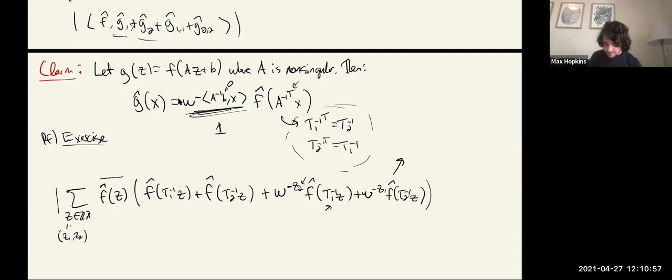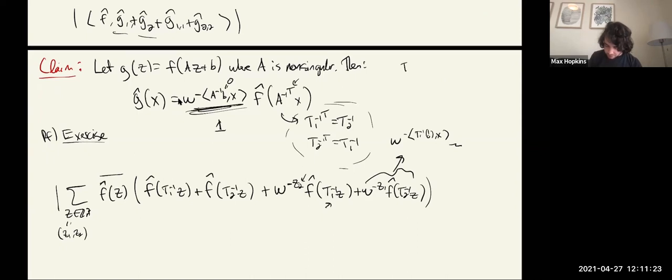So let me explain this last term here. The previous one is the same. So how are we getting this? Remember this is omega to the negative T1 inverse, e1, 1 0, x times stuff. So what is T1 inverse 0? Let me write this out. T1 inverse 1 0 is equal to, so what's T1 inverse? I think it's 1 negative 2 0 1 just by direct computation. So 1 0, this is just equal to 1 0, right?